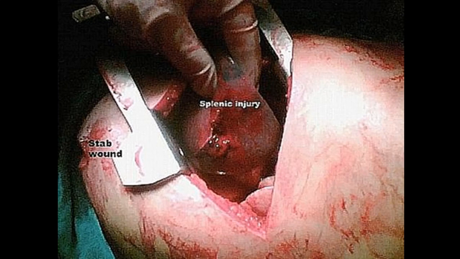So there you see a splenic injury, a stab wound. You can see the stab region.